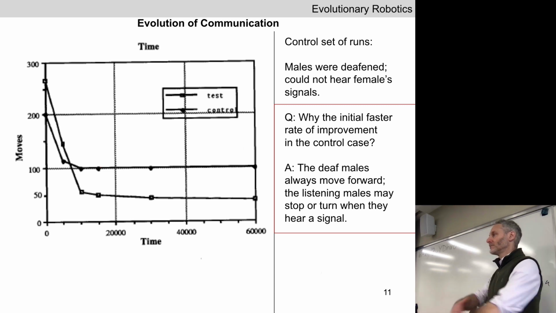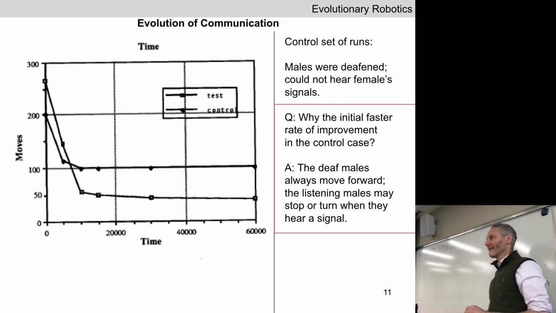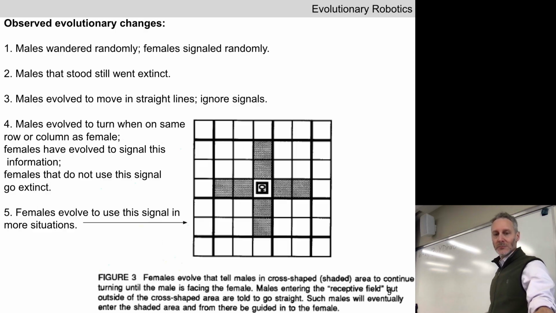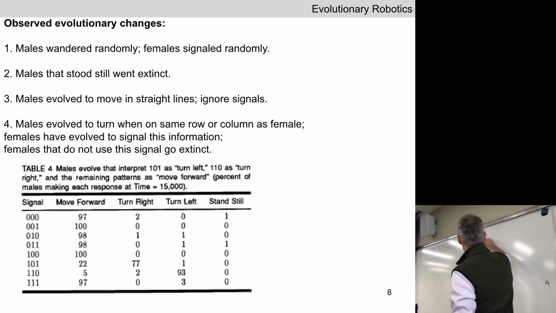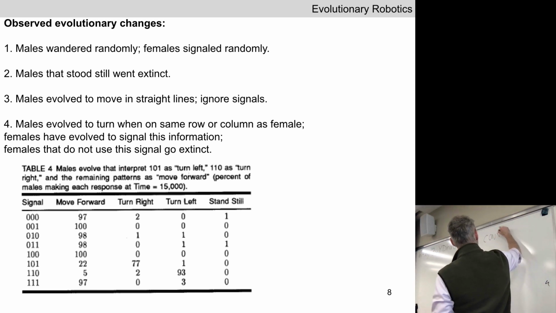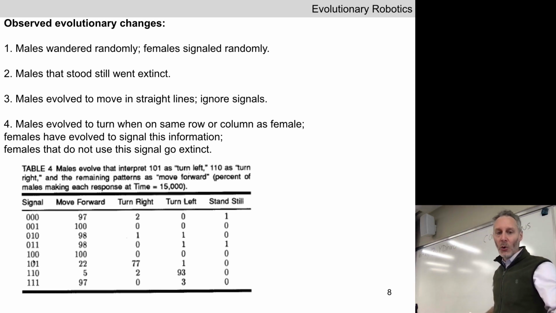So conventions will emerge? Are the conventions largely a matter of historical chance? Like we saw in one of the tables, turning left and turning right are associated with two signals. Did those two signals just win out by chance? Could it be other two signals? Great question. So in this world, at this particular time, it seems that 101 means turn right and 110 means turn left.